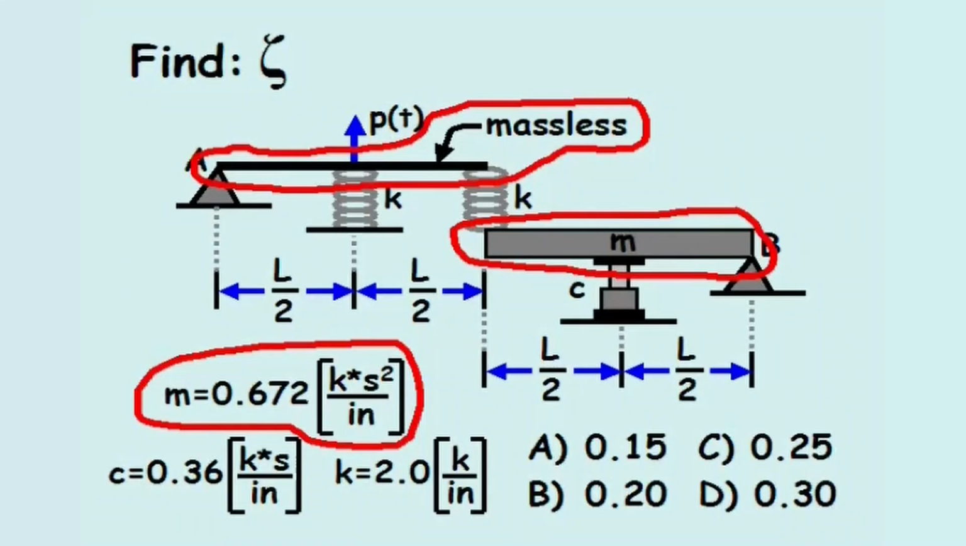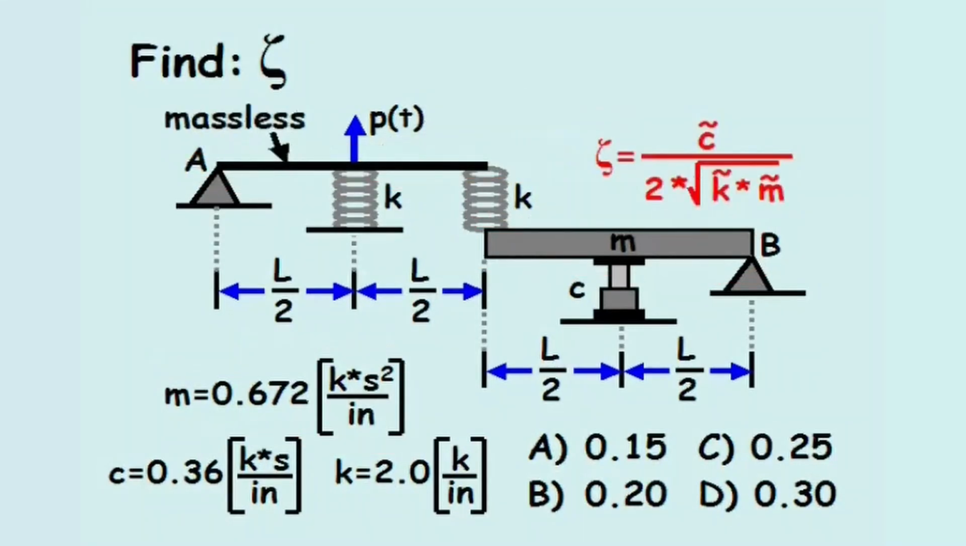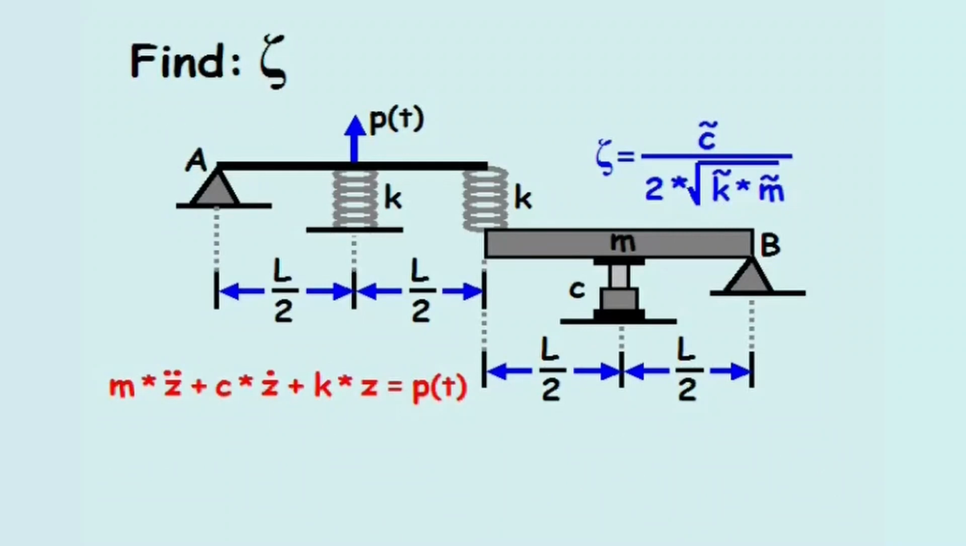The damping ratio equals C tilde divided by 2 times the square root of K tilde times M tilde, where the tilde terms are generalized mass, damping, and stiffness variables, which depend on the system. The generalized equation of motion as a function of the displacement, z, is m z double dot plus c z dot plus k z equals p of t.